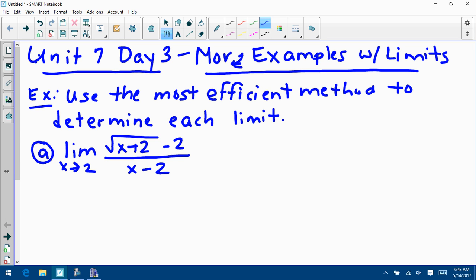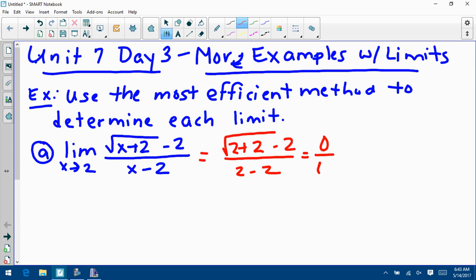Okay, so we've kind of talked about these types of questions a little bit yesterday. The first thing that you should always do when you're finding a limit is what? You should plug in the value. If you get anything other than that indeterminate form, which is 0 over 0, you're done, and we have our limit. Okay, so let's see what happens. If I plug in 2, this would equal radical 2 plus 2 minus 2 all over 2 minus 2. So that's radical 4, which is 2, minus 2 is 0. All over 2 minus 2 is also 0. That's that indeterminate form.